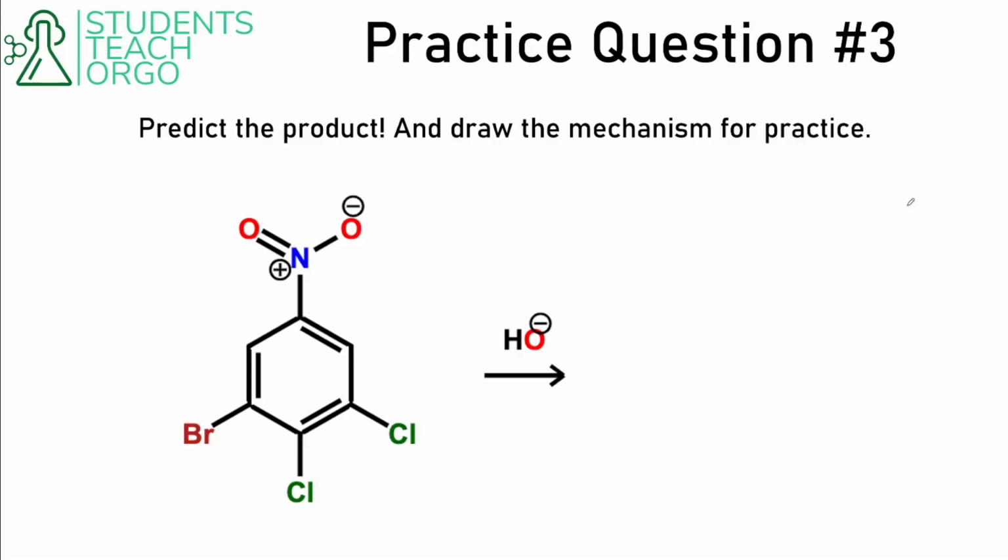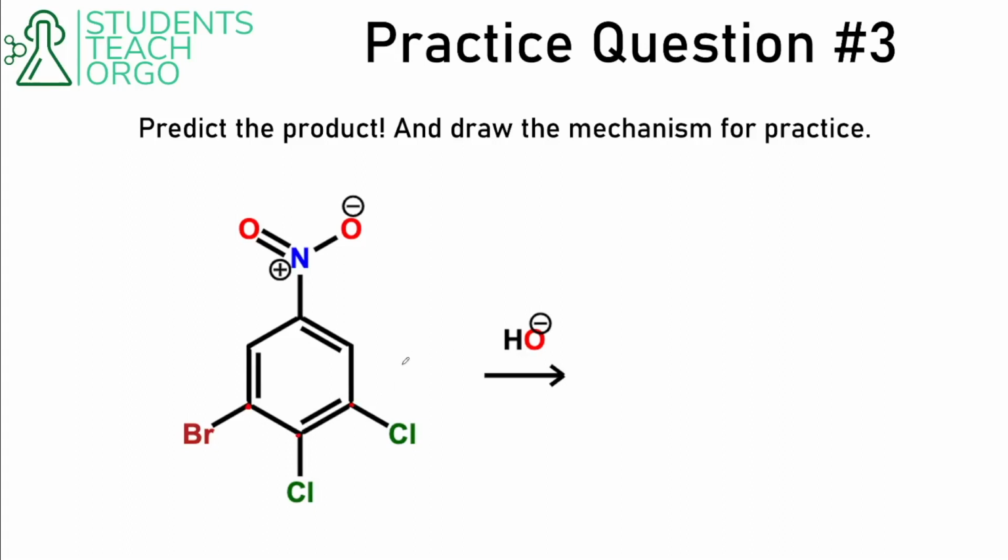In this question, we have to predict the product and draw a mechanism. Now, this is the first time in this video that I have shown you a molecule that has more than one leaving group. And so the hardest part of this problem is actually the very first step, where we have to decide whether this nucleophile here will attack this carbon, or this carbon.